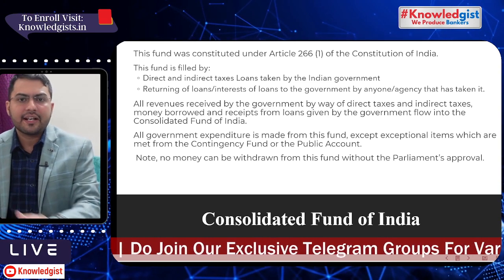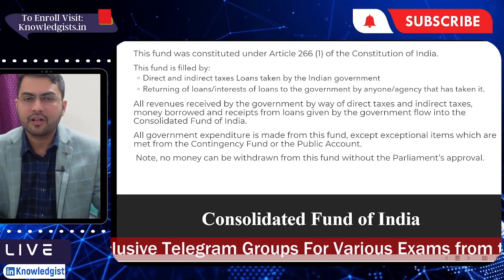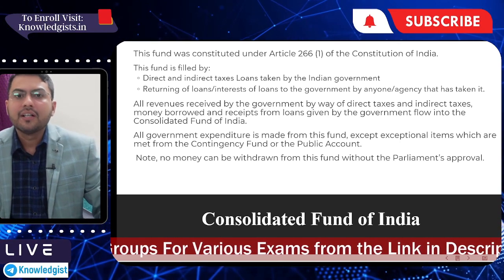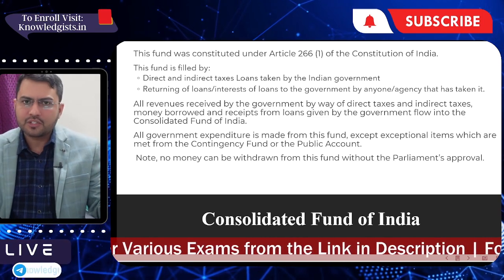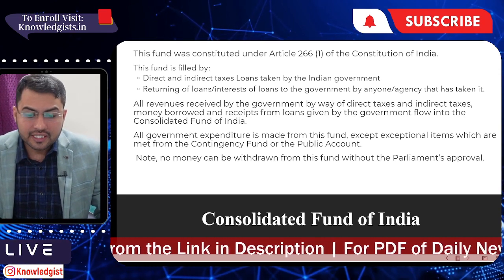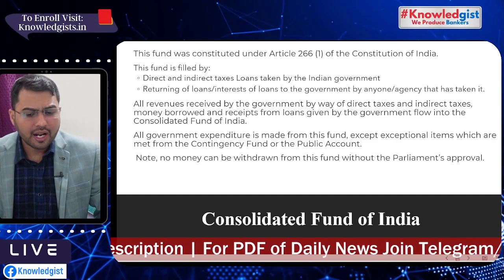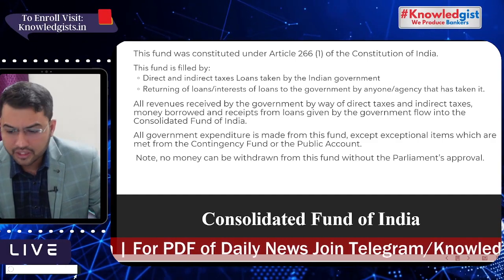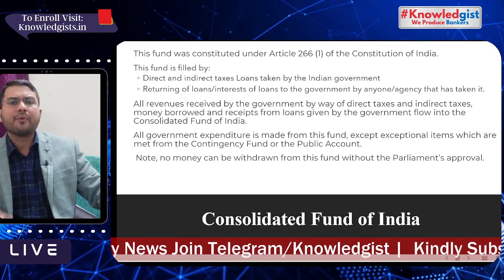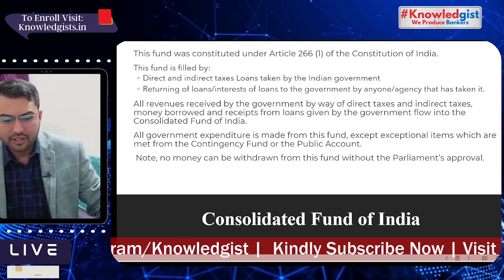When any agency or anyone has taken a loan and they repay it, the money goes to this fund, the Consolidated Fund of India. Also your and our tax goes to this very fund. The GST you pay by buying various goods and equipment also flows into the Fund of India. The revenue received by the government by way of direct and indirect taxes, money borrowed and receipts from various loans given by the government flows into the fund. The government expenditure is made from the fund, and when the government wants to spend, it has to withdraw the money from this very fund, right?